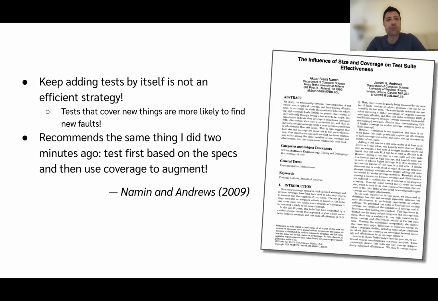So this means if you have 100% coverage, that doesn't mean your tests are perfect or something like that. Then another piece of research from 2009, and interesting findings as well. One of them is, if you just keep adding tests by itself, this is not an efficient strategy. What do you need to do? You need to write tests for things you didn't test yet. So you look at the coverage, and then you add a test for that, and these tests will be more likely to find new faults than if you just keep adding tests for things you tested already. That makes a lot of sense, right? And that actually matches with the procedure I just gave you before. You write tests based on the specification when you're implementing your feature. Once you're done, you augment your test suites using coverage.